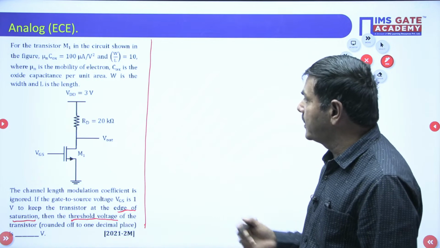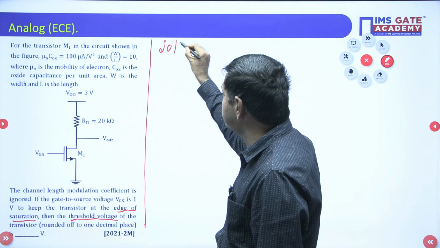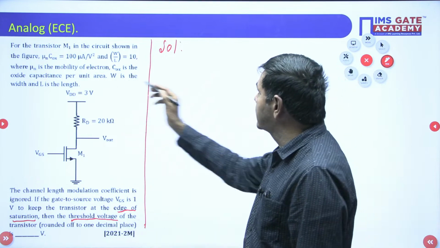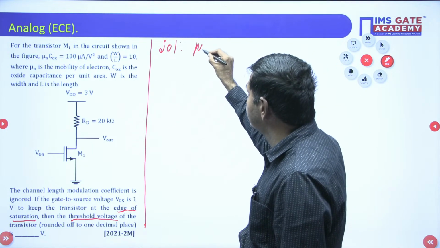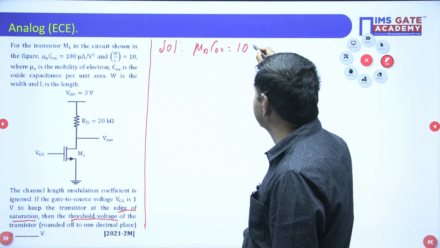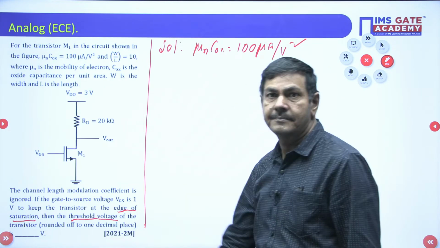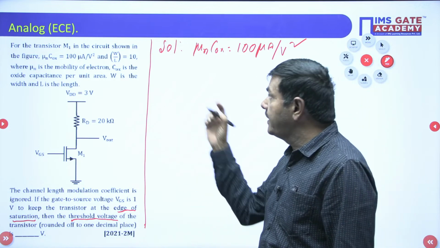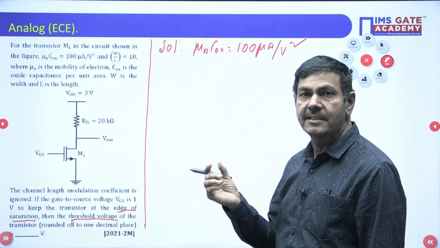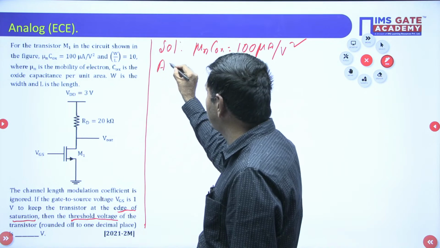I will note down the data so you can understand clearly. Mu n COX is given. I will put it once again here. Mu n COX is 100 microamperes per square volts, it is given. W by L equals 10. W by L can also be called the aspect ratio, one more name. So we can write the aspect ratio is given in the problem.